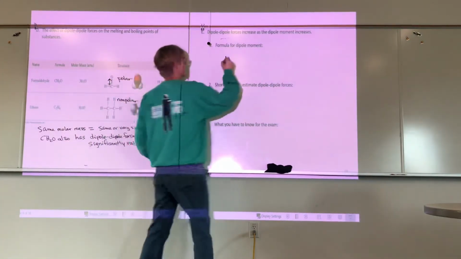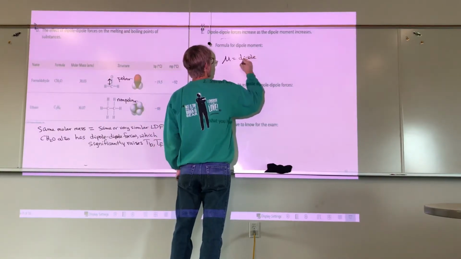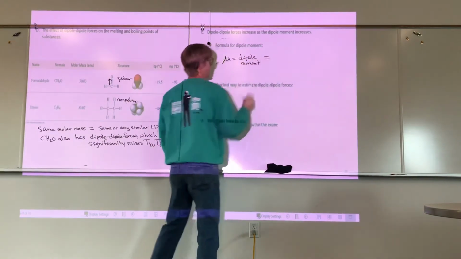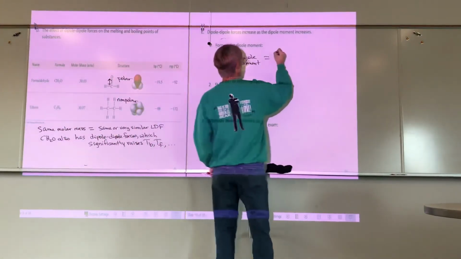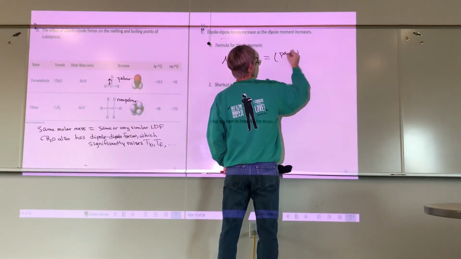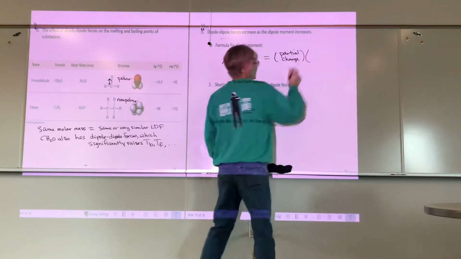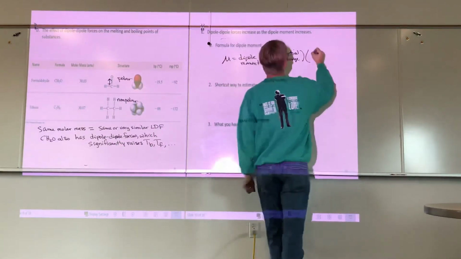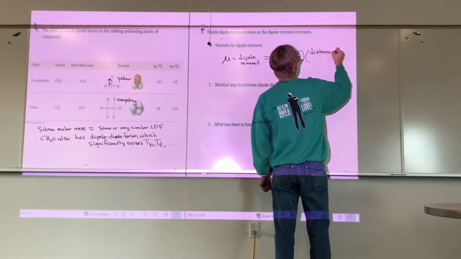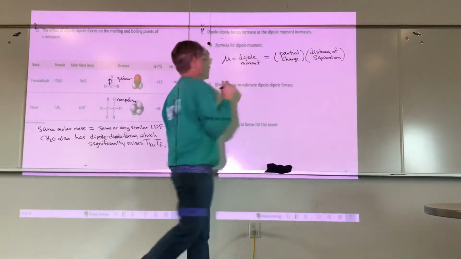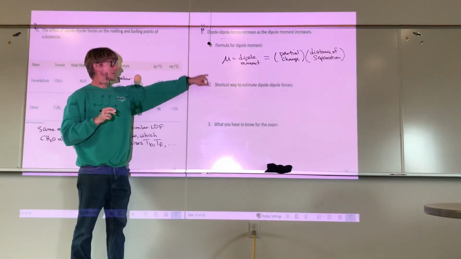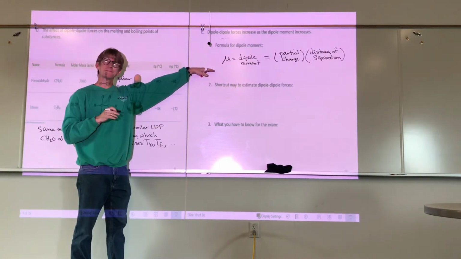Mu is the dipole moment. And dipole moment is going to equal partial charge times the distance of separation. But we won't be doing dipole moments, so if your question is why do I bring it up? Because it's useful to know about in the long run.